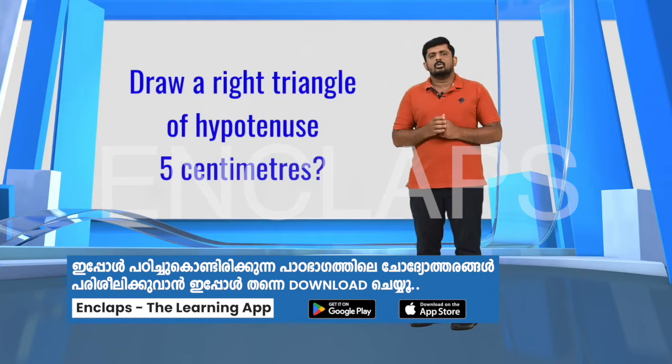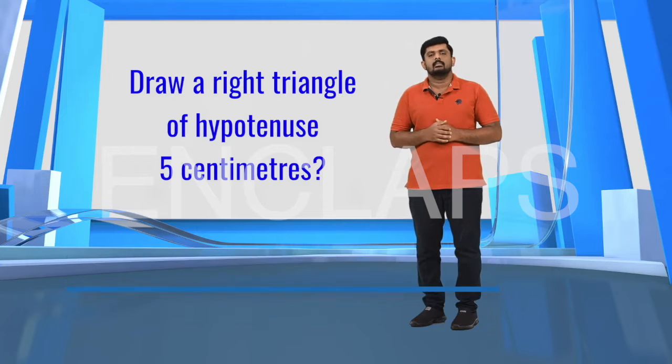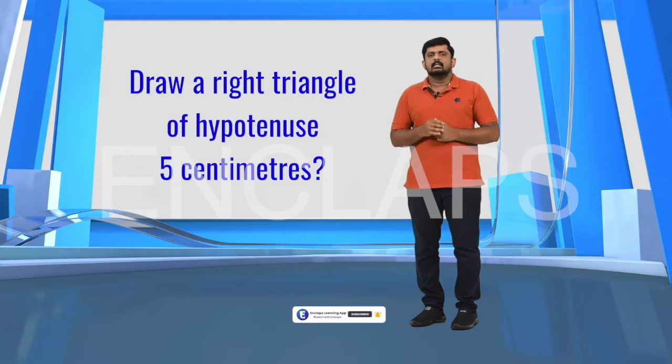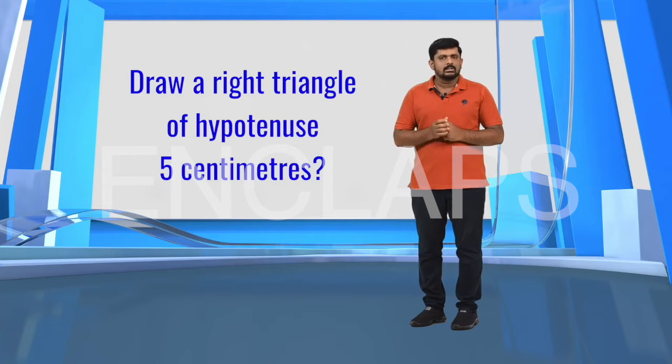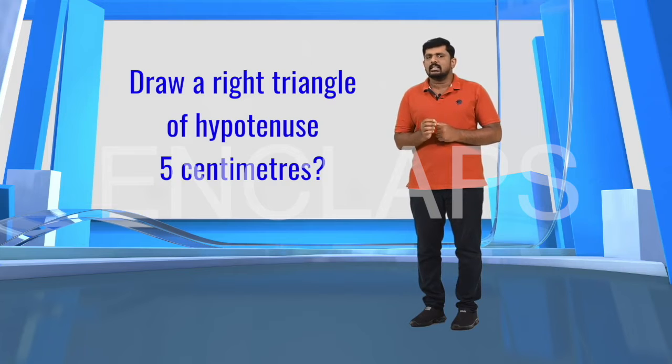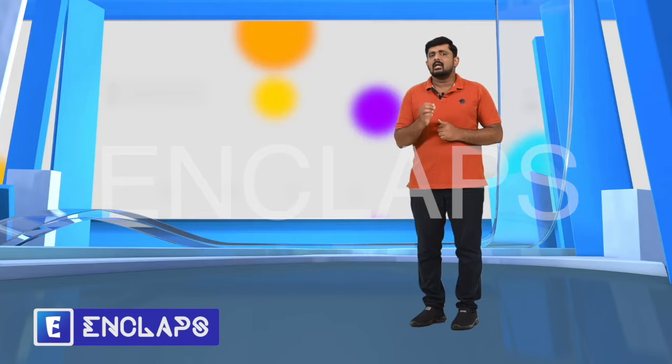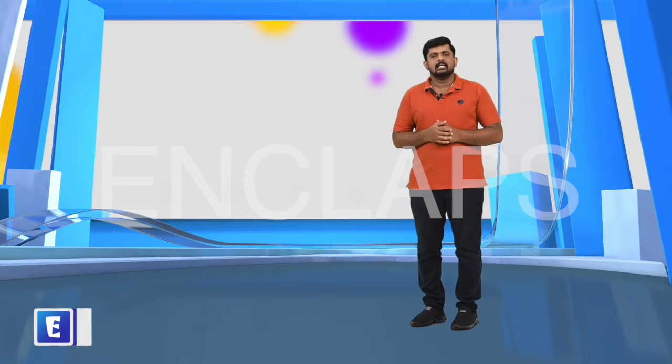Let us try to draw a right angled triangle with a hypotenuse of 5 cm. What can be the values of the other sides? The angle which is opposite to the hypotenuse is always a right angle. We know that the sum of the angles of a triangle is always 180 degrees. One angle of the triangle is already 90 degrees.